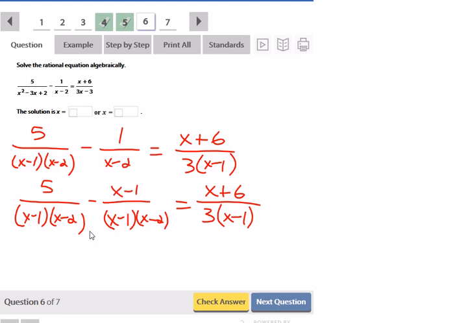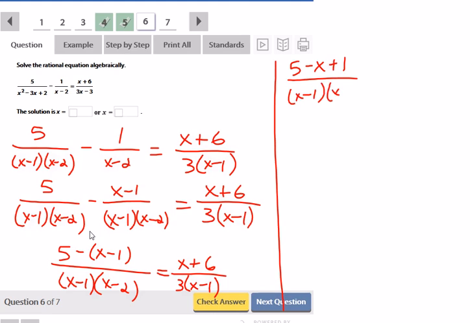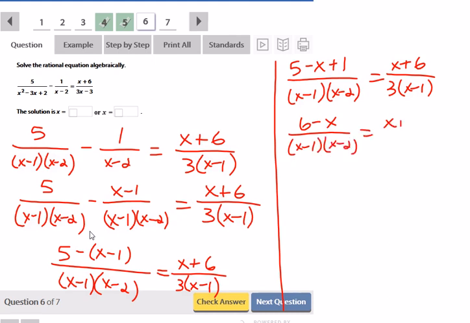I can now bring these together, but that subtraction wants to change your sign, so I'm going to leave the x minus 1 in parentheses. Over x minus 1, x minus 2 equals x plus 6, and then 3 times x minus 1. I'll let that negative change my signs. 5 minus x plus 1 over x minus 1, x minus 2 is equal to x plus 6 over 3 times x minus 1. So when I combine, I get 6 minus x over x minus 1, x minus 2 is equal to x plus 6 over 3 times x minus 1.